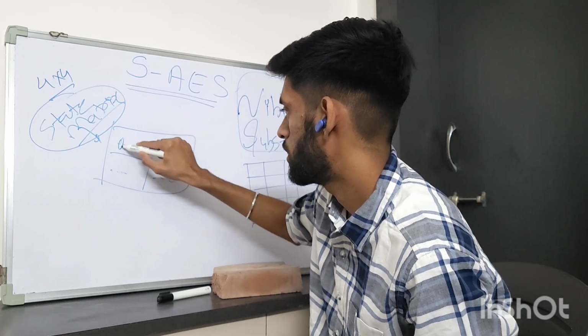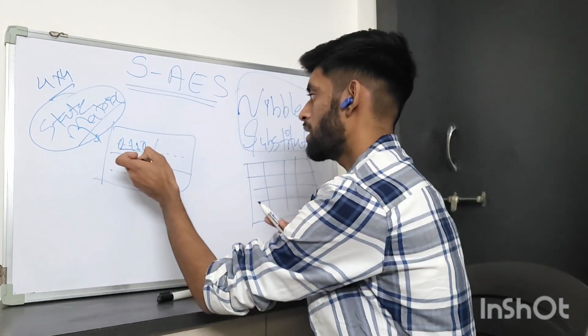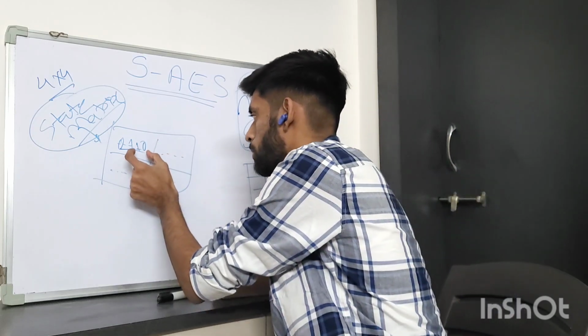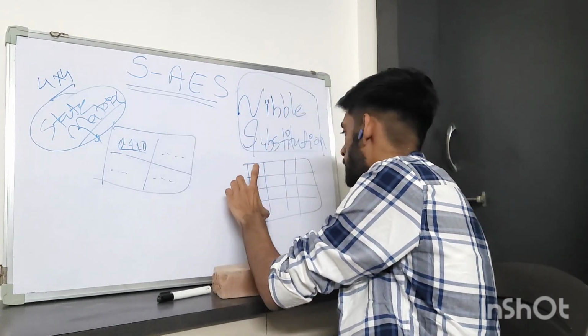For example, this one is 0, 1, 1, 0. So in nibble substitution, we substitute this particular value with respect to the matrix given.